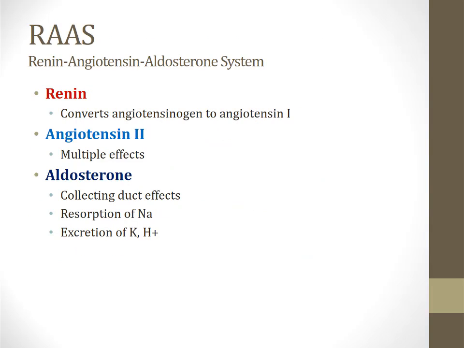Shown on this slide are the key elements of the RAS. The first one is renin. This is the substance that gets the whole system going. Its job is to convert angiotensinogen to angiotensin 1. Second element is angiotensin 2, which has multiple effects. We'll go through all of these in this video today.